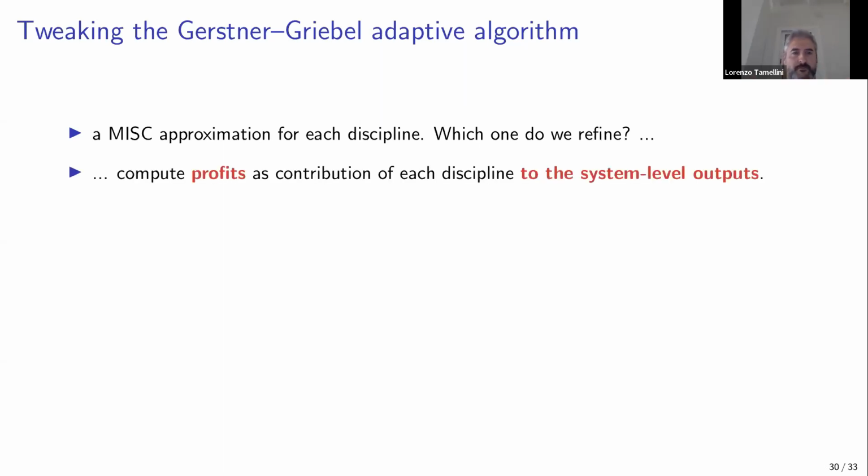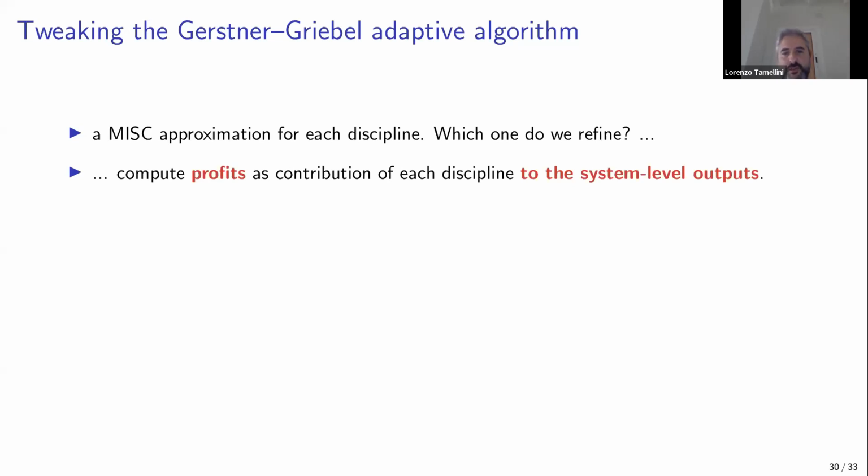which discipline to refine. And we can do this by tweaking a bit the Gerstner-Griebel adaptive algorithm. The idea is that we start with a certain surrogate for each block, for each discipline, and then the profit heuristic indicator that tells us which discipline we have to refine considers the contribution of each discipline to the system level outputs. So if improving the heat transfer impacts the final outcome a lot, then we keep refining the heat transfer.